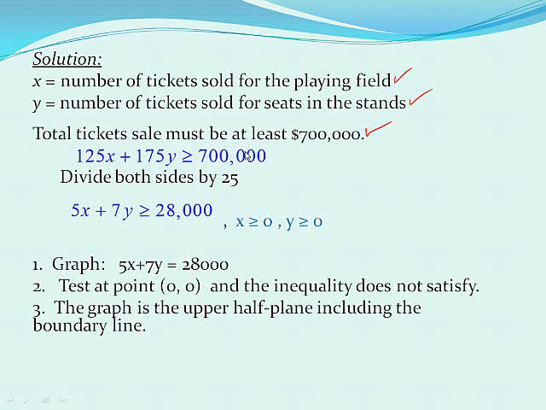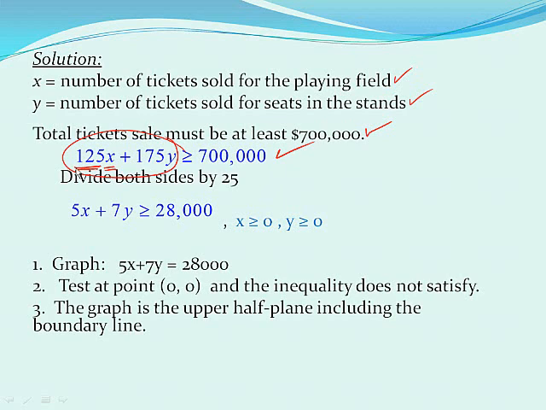So how do we calculate the total sales? You multiply the number of tickets by the price for one ticket, which is 125. 125 times x plus 175 times y. So this is the total sales and that should be at least 700,000. So at least means greater than or equal to. So we get this inequality here.